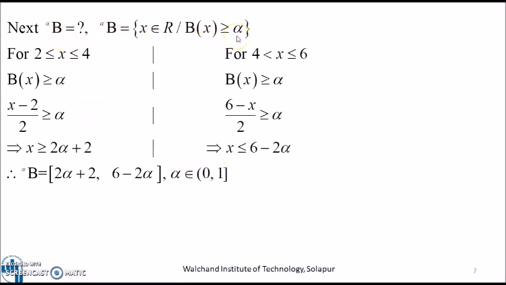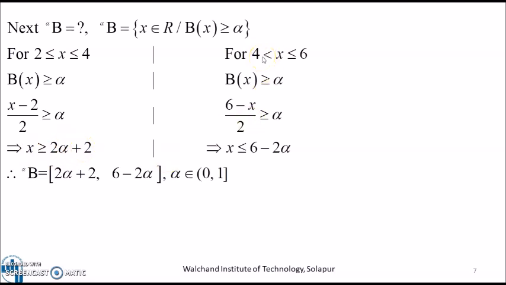Now next, finding the alpha cut of b. Now this is its definition. The first range is 2 less than or equal to x less than or equal to 4. Now we want b of x greater than or equal to alpha. B of x is defined in this range as (x minus 2) upon 2 greater than or equal to alpha. Writing the restriction for x, we get x greater than or equal to 2 alpha plus 2.